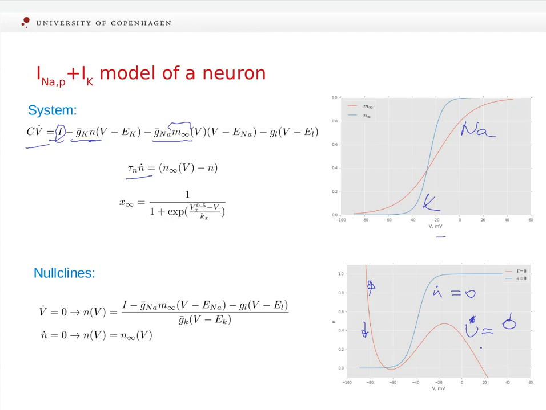Intersections of the null lines are, of course, fixed points or equilibria, just one here, for example. And they can be either stable or unstable depending on the corresponding eigenvalues. Just as a quick reminder, all phase trajectories will cross the V null lines vertically and will cross the N null lines horizontally. And of course, any point on the phase plane is the state of a dynamical system.